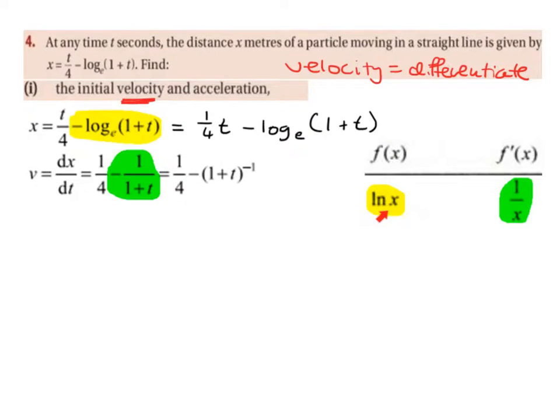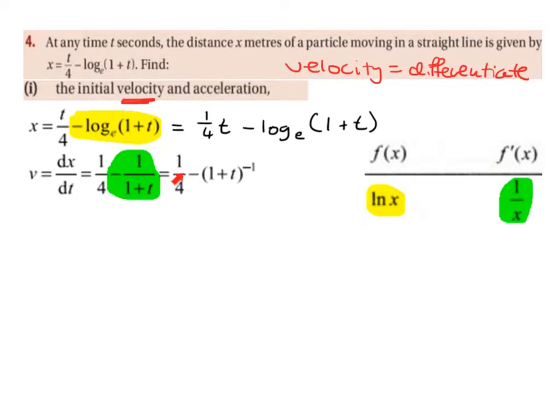So if f of x is ln x, the natural log of x, then f prime x, the derivative, is 1 over x. So v, which stands for velocity, is equal to dx dt, the derivative of x with respect to t, which is equal to a quarter, so we just bring down this quarter, minus, the minus stays the same, 1 over 1 plus t. So that's using this formula here.